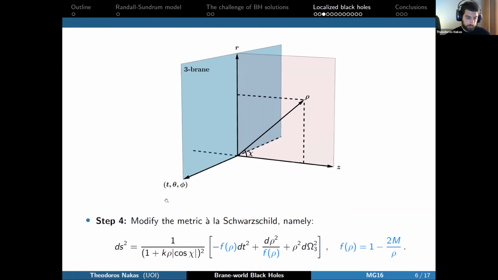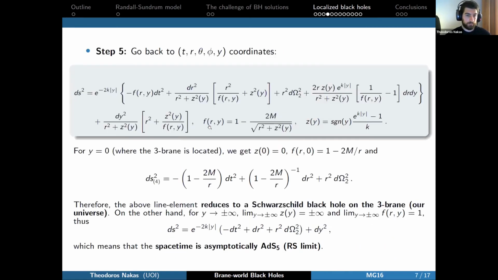Having introduced the desired symmetry, we now modify the metric a la Schwarzschild, which means that we add by hand the function f of rho inside the metric. Here, we have chosen f of rho to be 1 minus 2m over rho. Finally, we express the previous line element in the original coordinates, namely t, r, theta, phi, and y, and after some calculations we obtain this result.